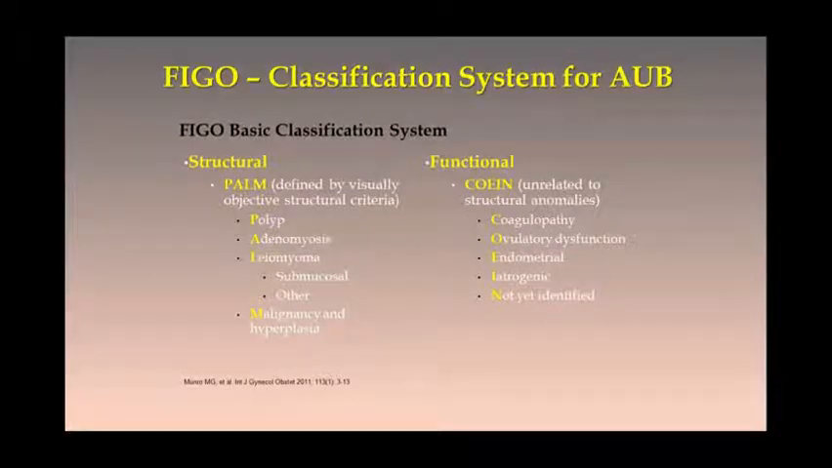So we know the FIGO classification of the PALM-COEIN, and I'm not going into the detail about the structural and functional, but what I want to again highlight in this is the bridging, which I consider to be critical between adenomyosis and coagulopathy. So these are separate entities. However, they should be considered with regards to these two features, adenomyosis and coagulopathy, as bridging over. And that's where we need to rethink as well the classification out of simply structural or simply functional.